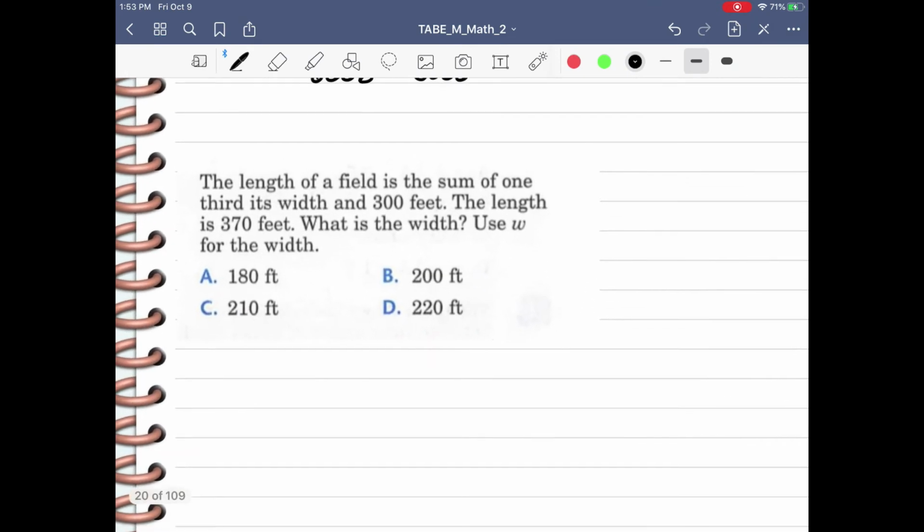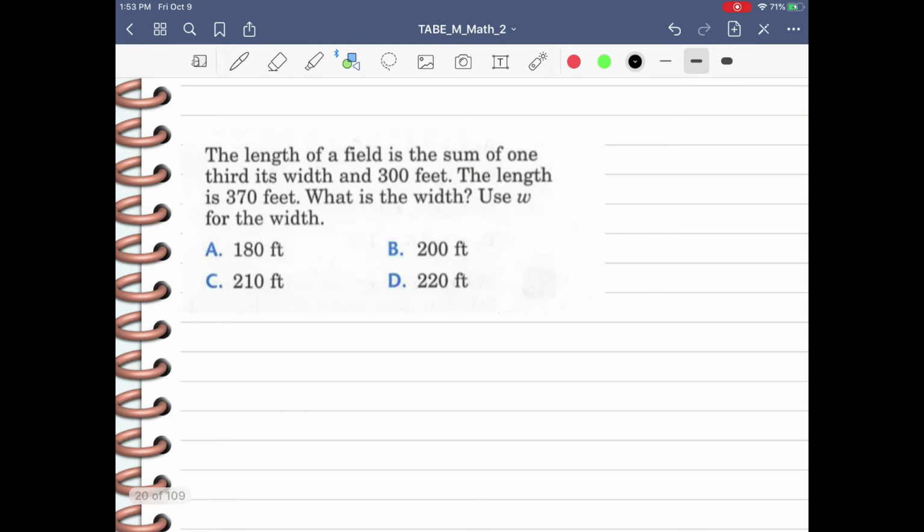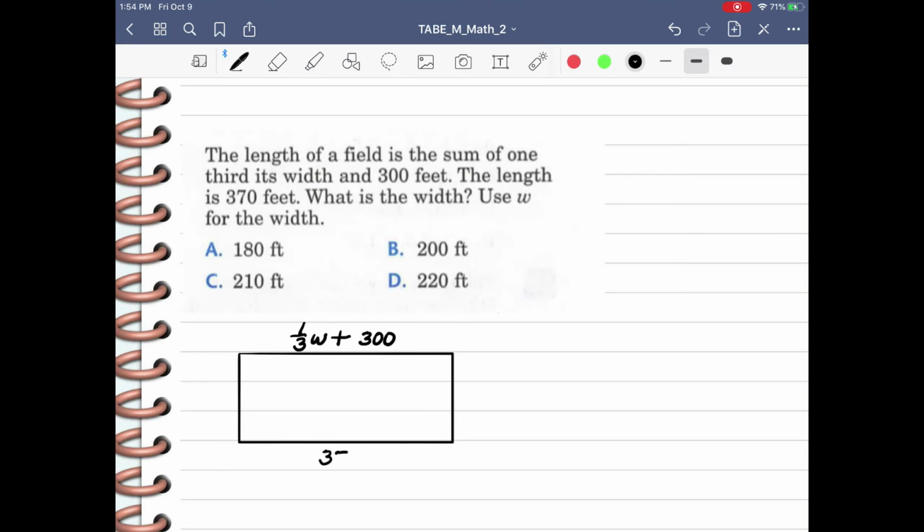Number 14. The length of a field, there's my field, is the sum of 1/3 of its width and 300 feet. Let me read that again. The length of a field is the sum of 1/3 of its width and 300. The length is 370. So those two things are equal. And we need to find the width.